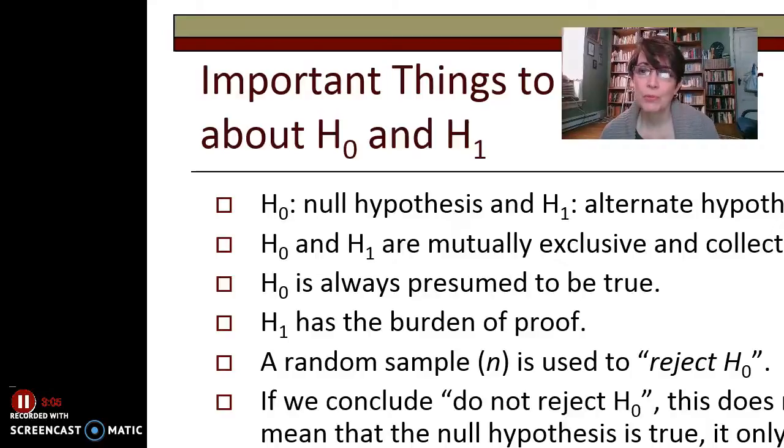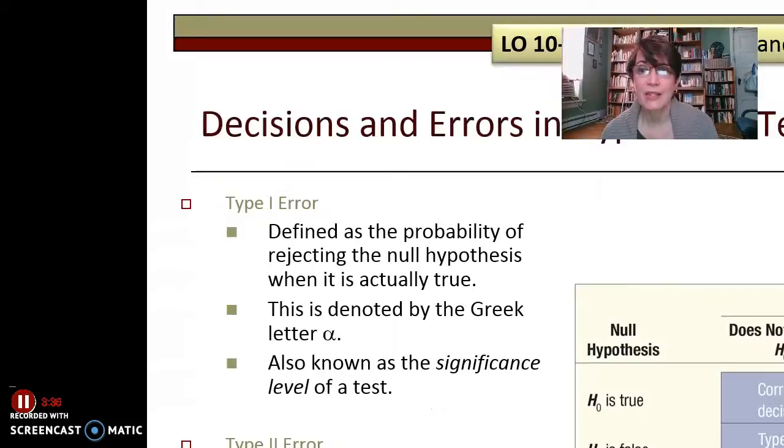We always presume that our null hypothesis is true. The burden of proof lies with our H1. So that's why when we do a random sample, it's used to reject our null hypothesis instead of confirm it, because we're always assuming that it is true. And I think a really important part of this is down here. Equality is always a part of the H0, the null hypothesis. That will make more sense, but that is a key in writing our hypothesis.